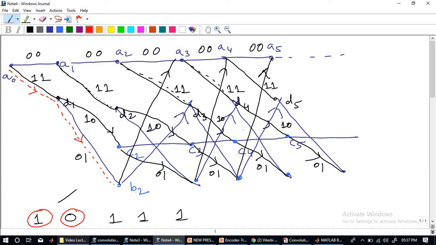Now we are at B2. This B2, B1, these are all names, just for our reference. It's not needed. Now we are at B2, so we are at this position.